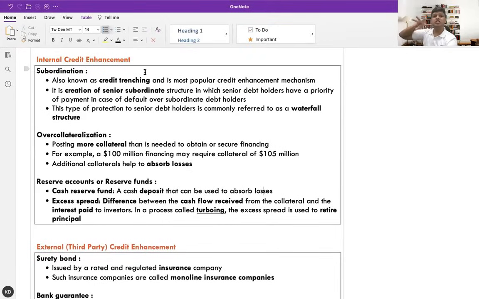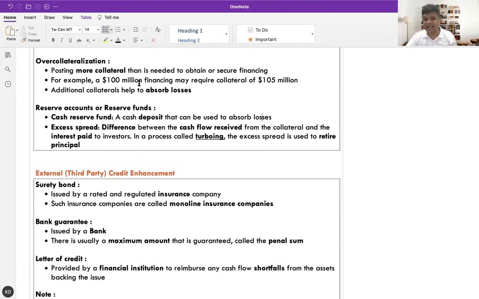These are more of the structure that you need to change to make the credit risk low or to improve your credibility. Now, if this is not sufficient, you can go for external credit enhancement. External credit enhancements are like issuing surety bonds, meaning giving some bank guarantee, or basically issuing insurance, issued by a rated and regulated insurance company. Such insurance companies are called monoline insurance companies. These companies are famous for insuring the credit risk of the bond. Are you getting it?